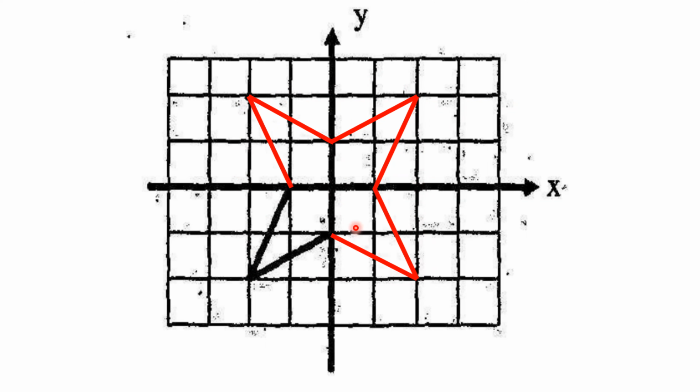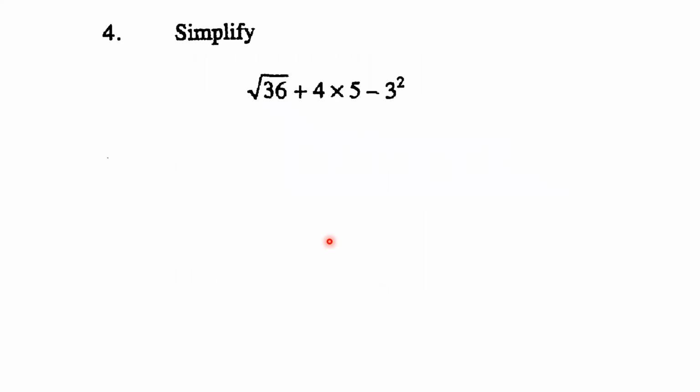That's how we complete the image so that it's symmetrical about the X and the Y axis. As we can see, the X axis is the line of symmetry for this four-pointed star, and the Y axis is also a line of symmetry for this four-pointed star as well. So that's how we do question number three. Move right along to question number four.